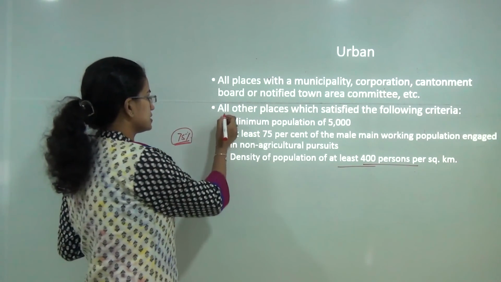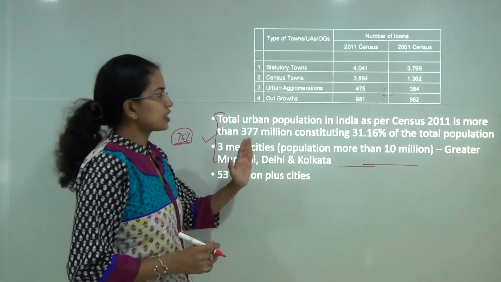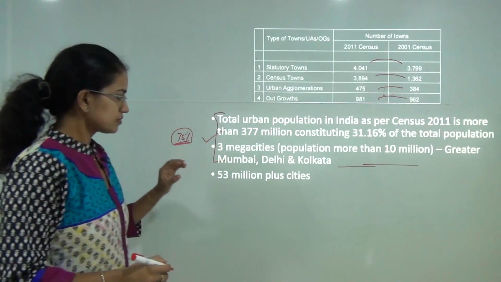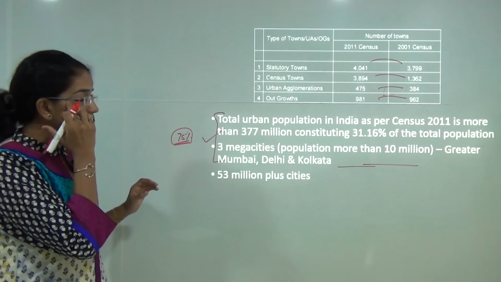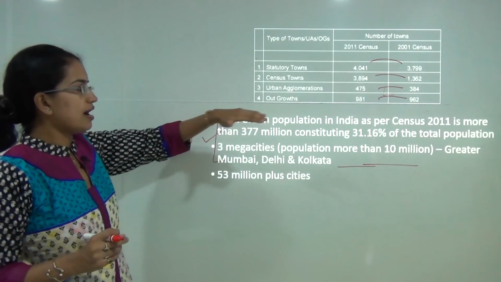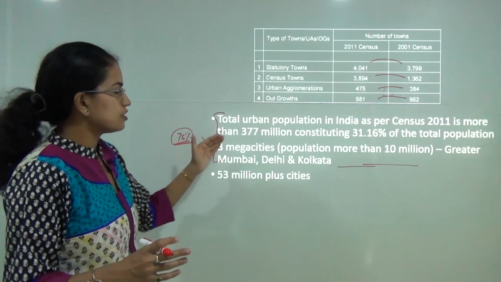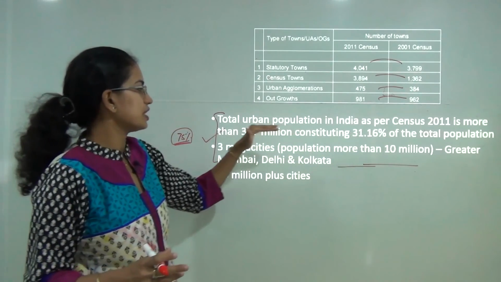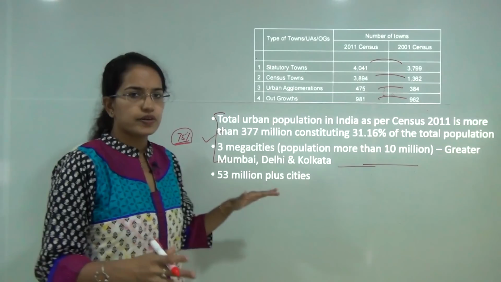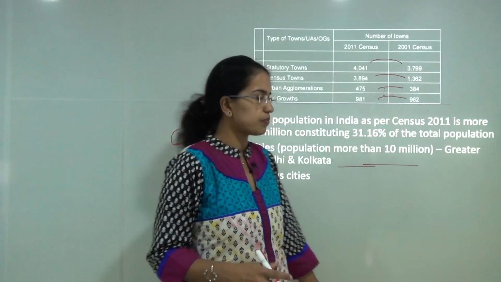If these 3 conditions are satisfied, we call that area an urban area. Now in India, as you can see, there has been significant growth in the urban regions. There are certain terms that we use. You have the statutory towns, the census towns, the urban agglomerations and the outgrowths of these urban agglomerations. As of 2011, more than 377 million people live in urban areas, and this accounts for nearly 31.16% of the total population.